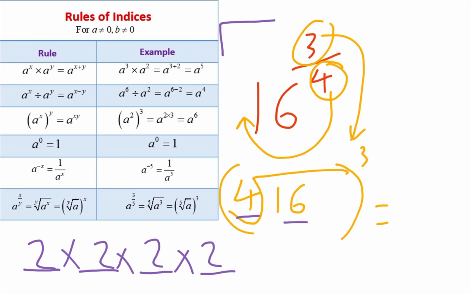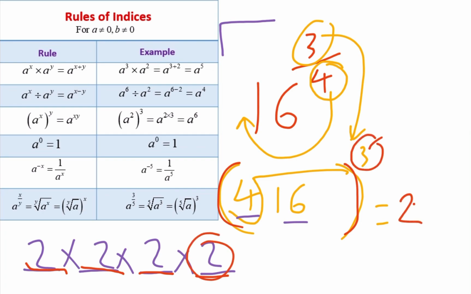Let's try this, please. 2 times 2 is equal to 4. 4 times 2 is equal to 8. 8 times another 2 is 16. So this entire bracket here is 2, because that's what makes the 16. So there's the 2. Don't forget the cube down here. So 2 cubed is not 6. 2 cubed is equal to 2 times 2 times 2, which is equal to 8.